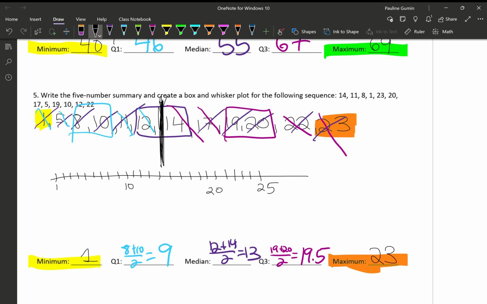Okay, so our minimum is at 1. That's where my whisker starts. Q1 is 9. Your median is 13. So that's the start of the box. Q3 is 19 and a half, so it's somewhere right there. So see, this box is not perfectly even. The left side is way shorter than the right. And then the maximum is at 23. Oh, close. There we go. And that's the other whisker. It's a pretty short one too.